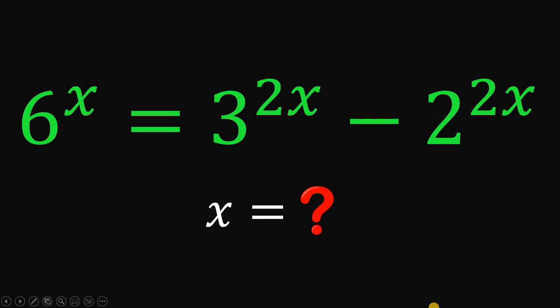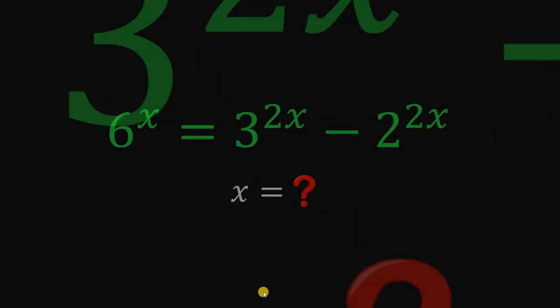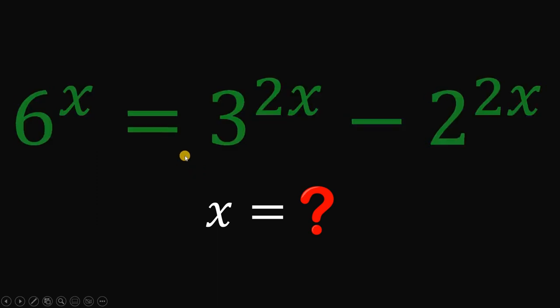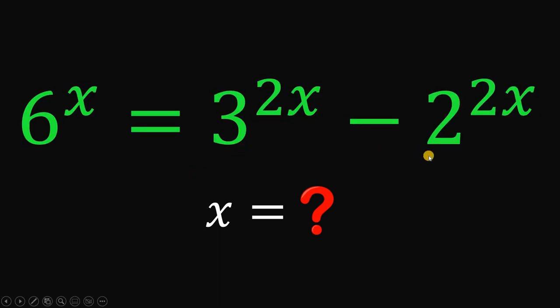For today's video, we will answer a math challenge given by one of our followers. And the question goes like this. Solve for the value of x. Given this equation, 6 raised to x equals 3 raised to 2x minus 2 raised to 2x. Now, you can pause this video if you want to give this problem a try.